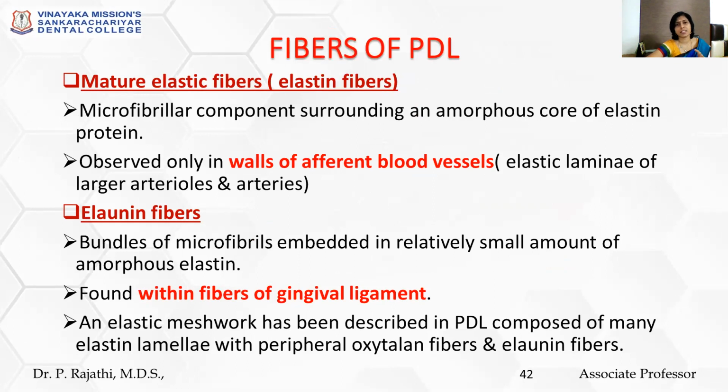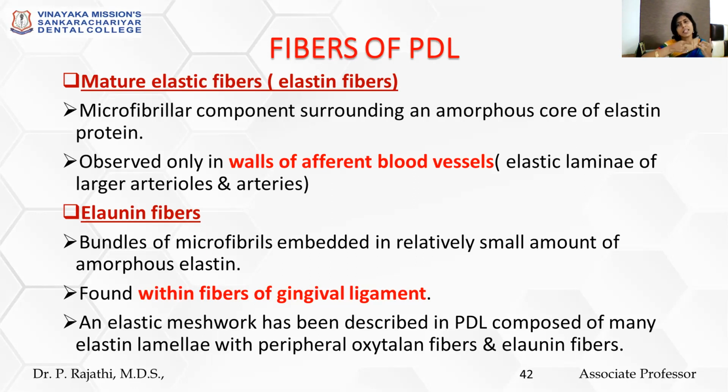Coming to mature elastic fibers or elastin fibers, they are observed in the walls of the afferent blood vessels, that is, in the walls of the arteries. Just remember, in the wall of the artery, elastin fibers are present, that is within the periodontal ligament, right? So this fiber is going to have an amorphous core of elastin protein, surrounded by a microfibrillar component. That's it. So mature elastic fibers, called elastin fibers, are present in the wall of the artery.